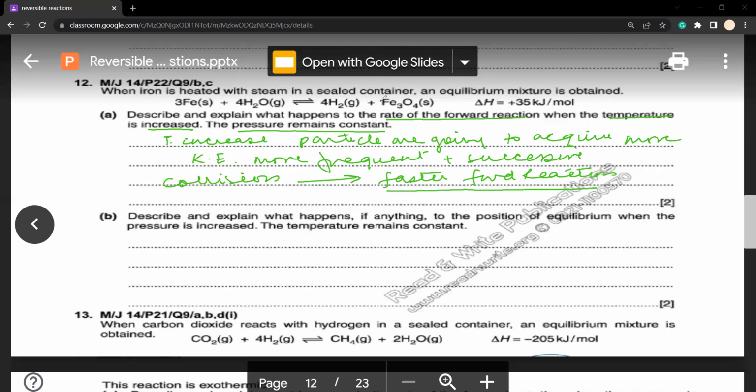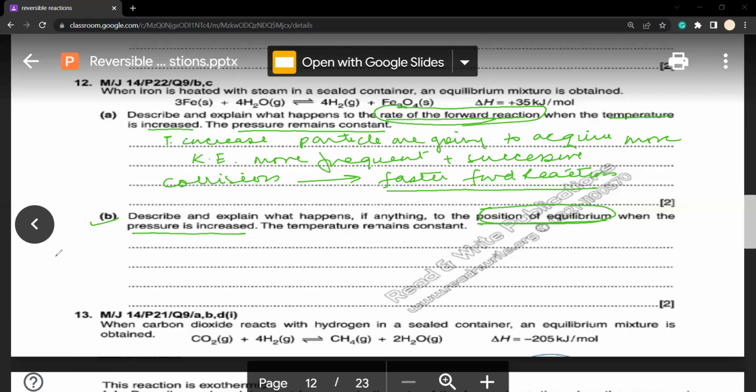So this is a 2-mark question. Remember, you have to read it very carefully. They can trick you by asking about the position of equilibrium, or they can also ask you about the rate of forward reaction. Coming to the B part, describe and explain what happens, if anything, to the position of equilibrium. Now look here, in part A they were asking about the rate of forward reaction, and then in B they're asking about the equilibrium shift, the position of the equilibrium, whether it is going to go forward or backward when the pressure is increased.